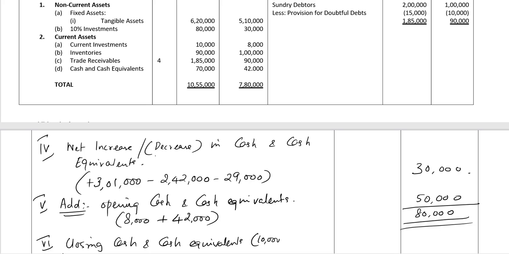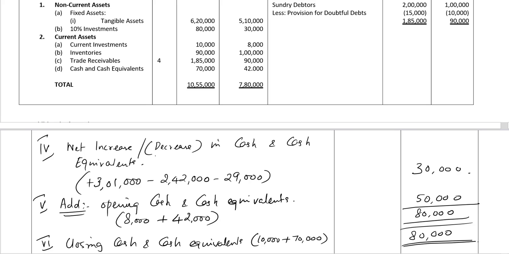10,000 current investments plus 70,000 cash and cash equivalents at the end of the accounting period. Totally 80,000. So the net increase of 30,000 plus the opening cash and cash equivalents of rupees 50,000 comes to 80,000, and this is equal to the closing cash and cash equivalents. So we know that our cash flow statement has been prepared correctly.